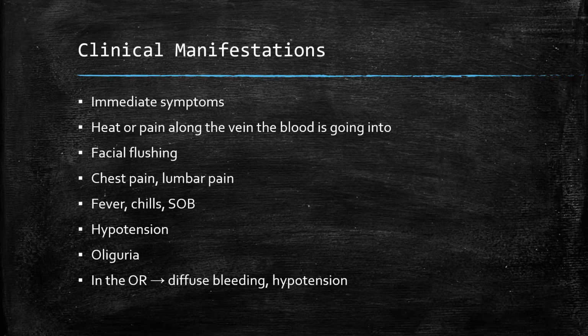In a patient who's in the ICU, who may well be intubated and sedated, oliguria temporally related to a transfusion might be the tip-off. In the operating room, where our patients are generally anesthetized, a major clue to this problem may be diffuse DIC-type bleeding and unexplained hypotension.